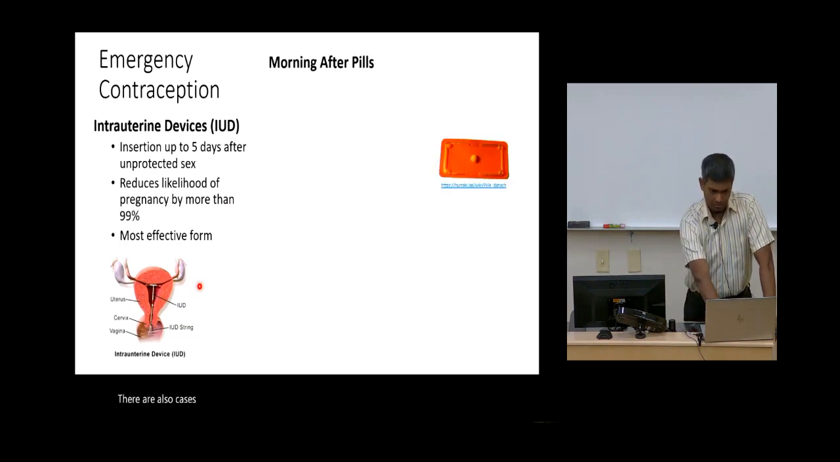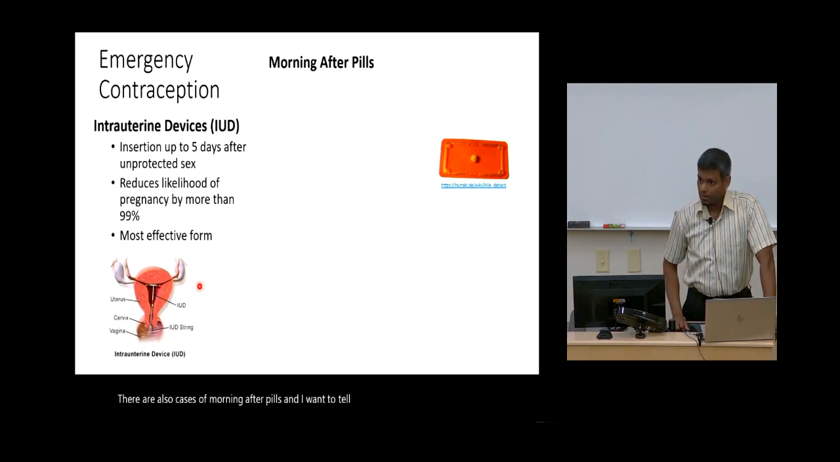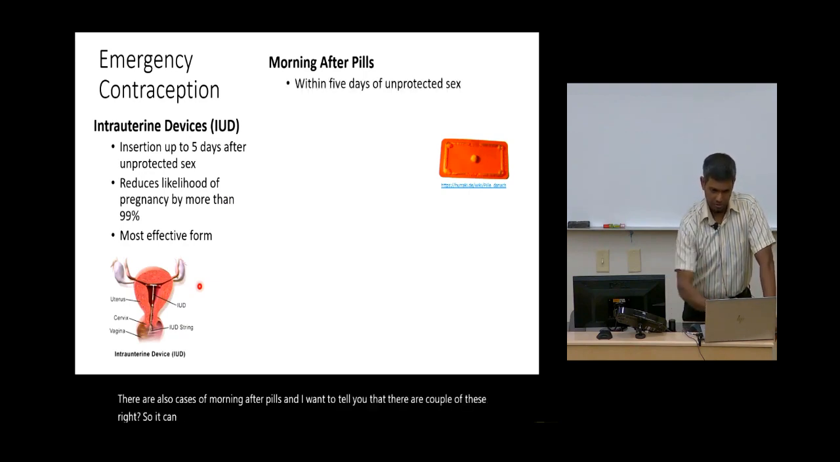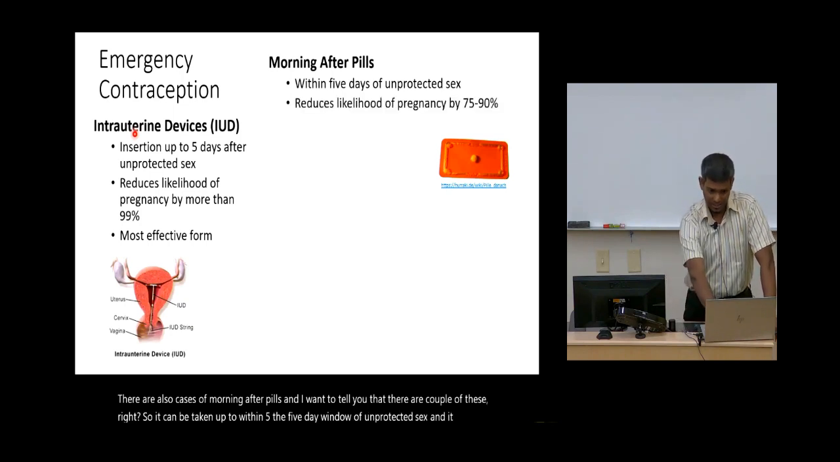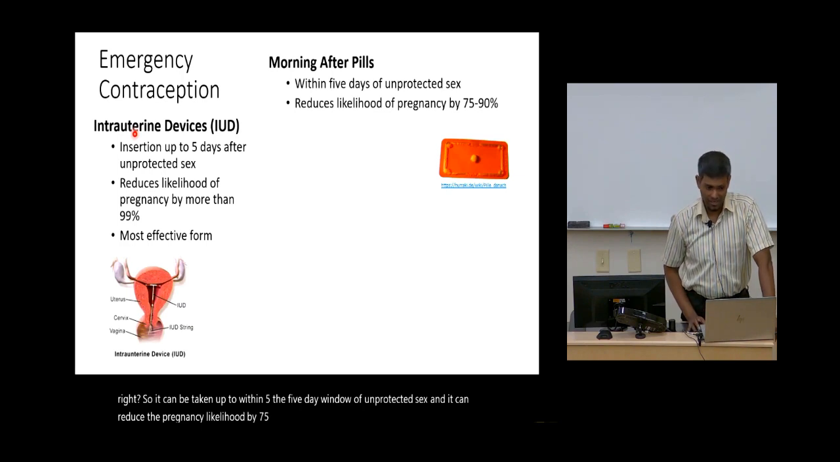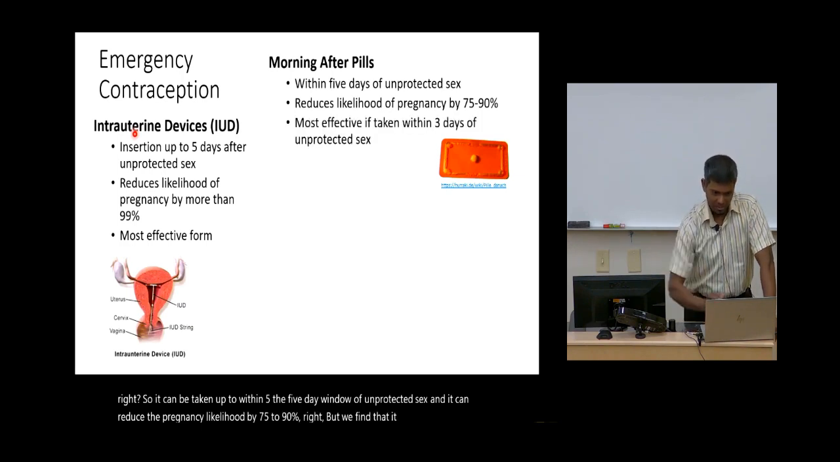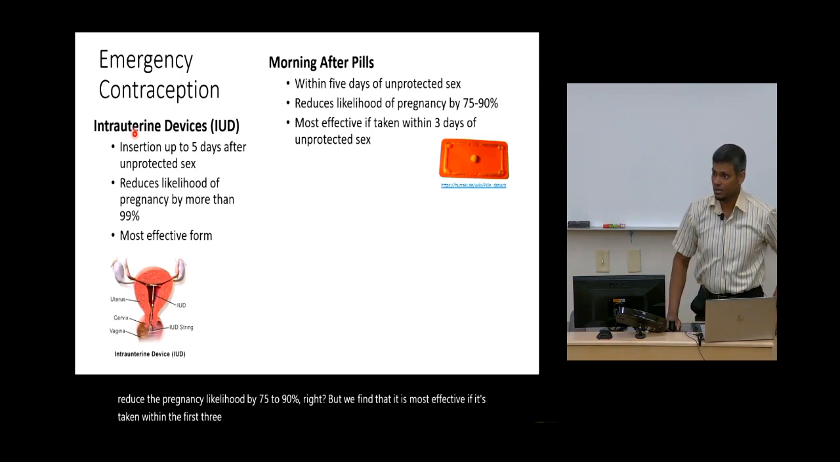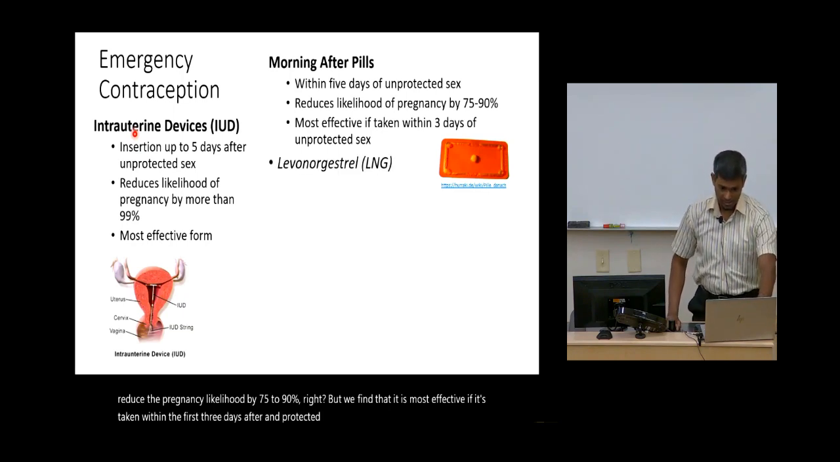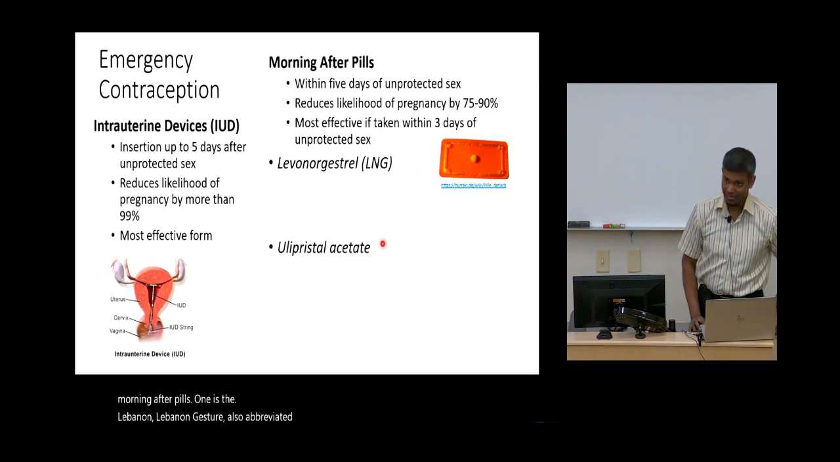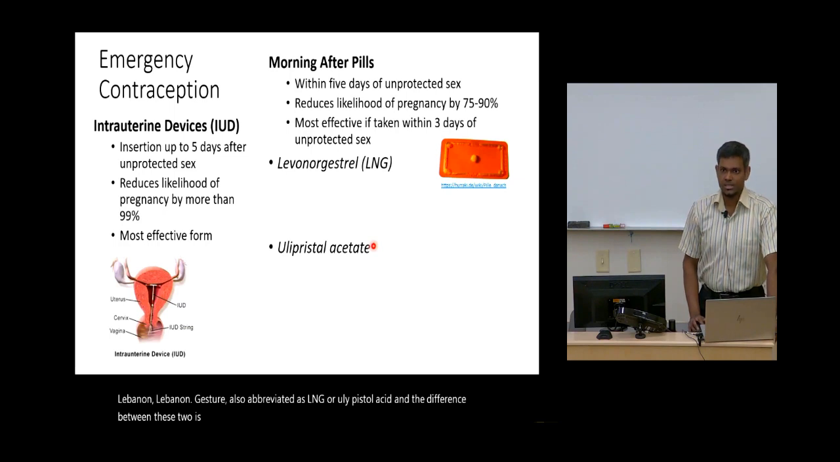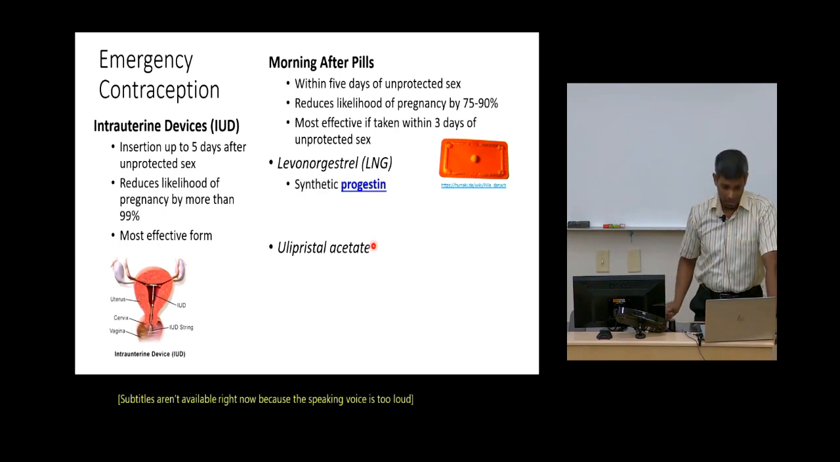There are also morning after pills, and I want to tell you that there are a couple of these, right? So it can be taken up to within the 5-day window of unprotected sex, and it can reduce the pregnancy likelihood by 75 to 90%, right? But we find that it is most effective if it's taken within the first 3 days after unprotected sex. Now there are two types of these morning after pills. One is levonorgestrel, also abbreviated as LNG, or ulipristal acetate. And the difference between these two is that it should be taken based on the body weight of the person.